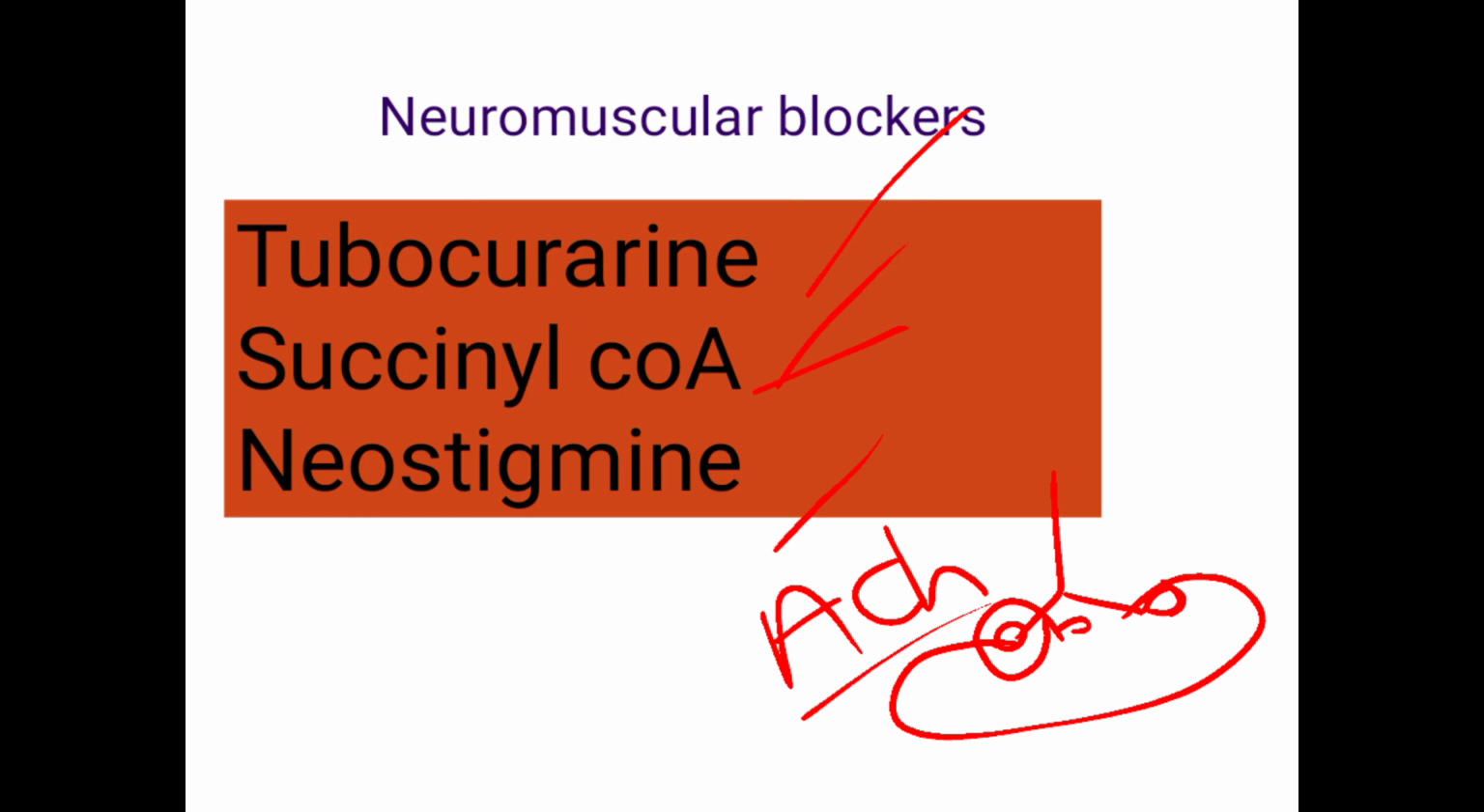Neostigmine is an anticholinesterase, that means it will inhibit the action of choline esterase. What is the action of choline esterase? It mainly degrades acetylcholine, right? So this will prevent that action. Now the acetylcholine will not get metabolized continuously, so it will continue to exert its action for a longer duration. So these are the neuromuscular blockers.